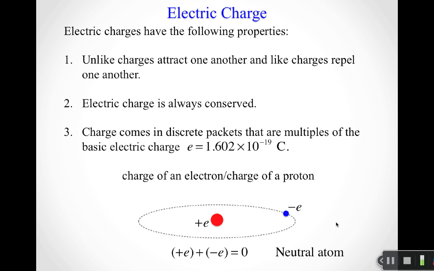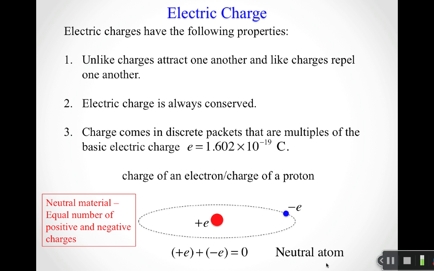So if you think about neutral hydrogen, neutral hydrogen has one proton. The proton has a charge of positive e. It has one electron. The electron has a charge of negative e. And since you've got both positive e and negative e, the atom itself, plus e, plus minus e, that's another way of saying zero, so you've got neutral hydrogen. You've got a neutral atom.